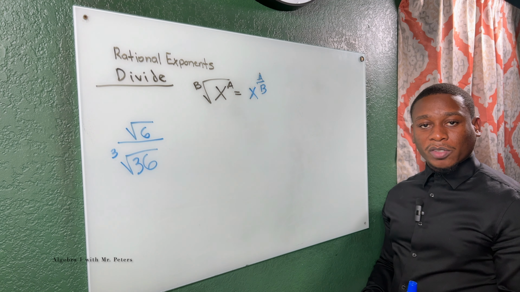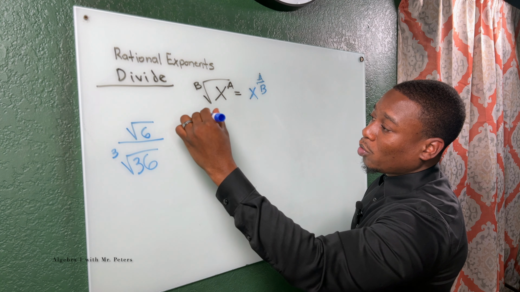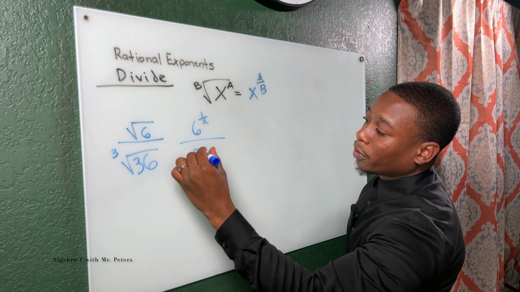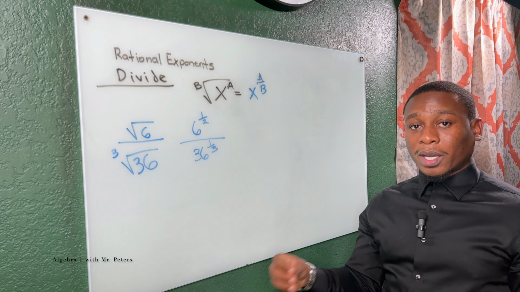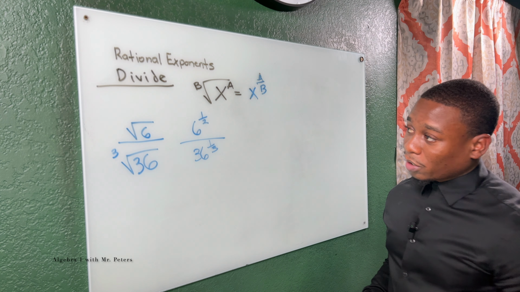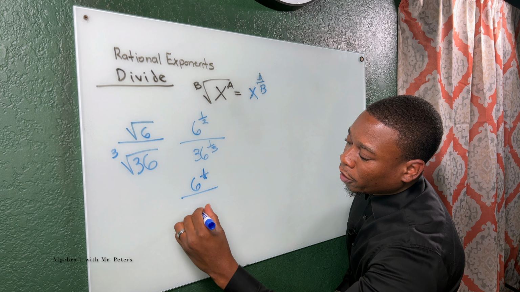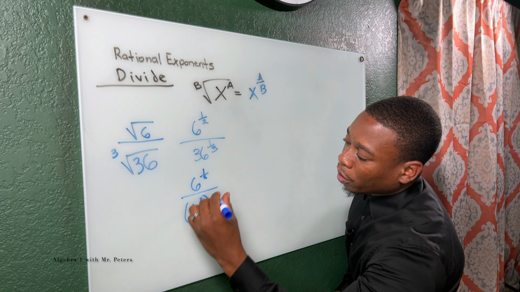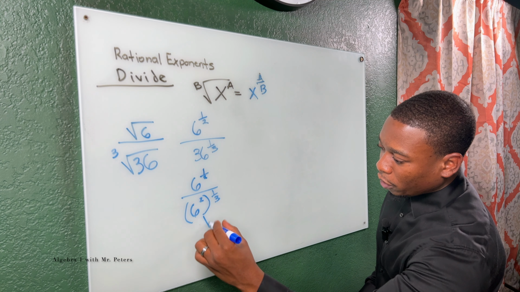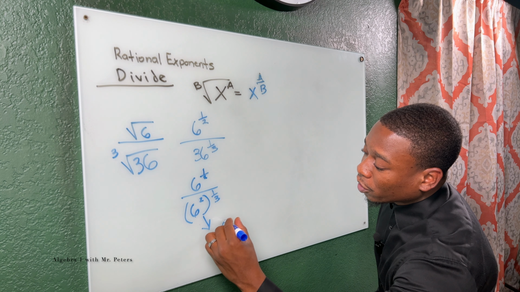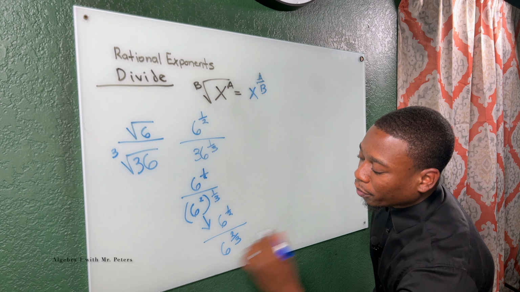So same exact process, right? If one was a variable, now we have an actual number. So we have 6 to the 1/2 all over 36 to the 1/3. We already know bases are not the same, but we could rewrite 36. So now we have 6 to the 1/2 all over 6 squared to the 1/3 power. Now I take this one step further. Let's go right here. I'm trying to keep it neater for you guys. So 6 to the 1/2 all over 6 to the 2/3.